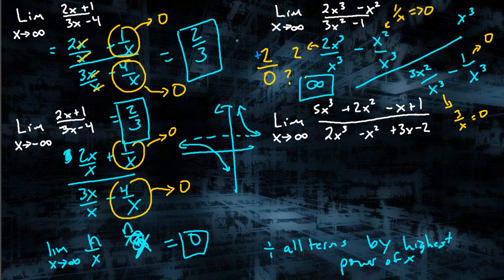All right, let's take a look at the last one. Now, hopefully, having done all these, you get the idea that for a rational, we're going to divide all our terms by the highest power of x, which is x cubed. So this term turns to 0, that term is 0, 0, 0, 0, 0. Those are all zeros. And then at the end, I'm going to have 5 over 2. So there's my answer.